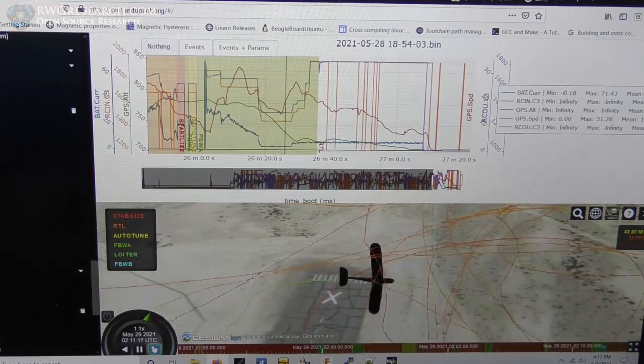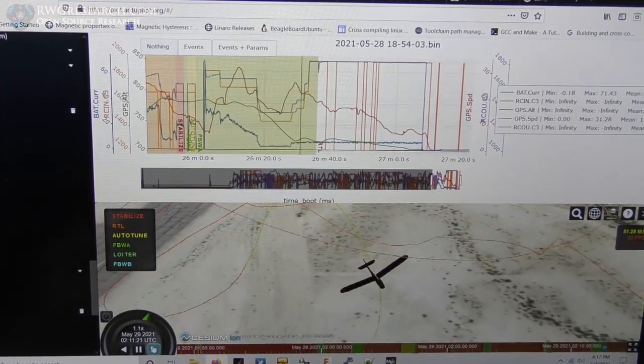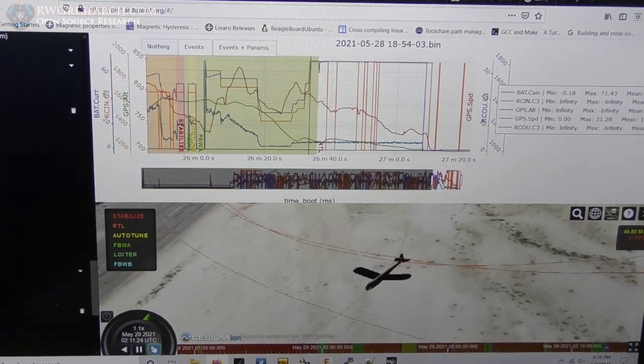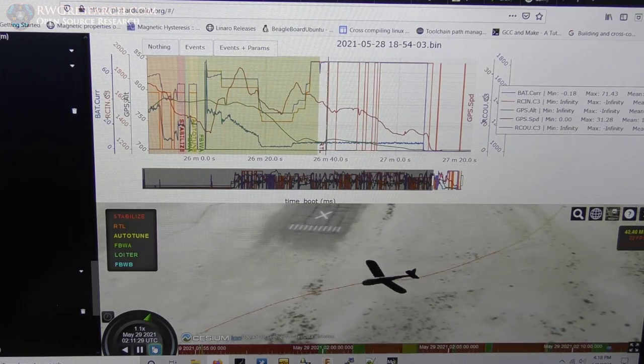I mean, look how far it flew, and this plane is way oversized for our scaling. It just flew and flew and flew, and it just kept going, and eventually just ran out of steam. It couldn't hold itself up.